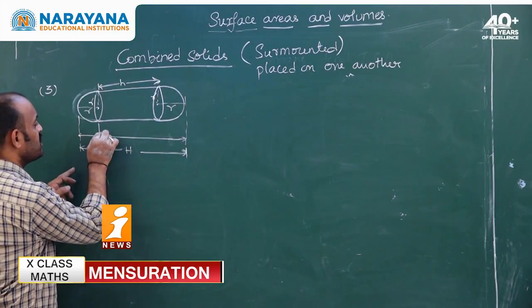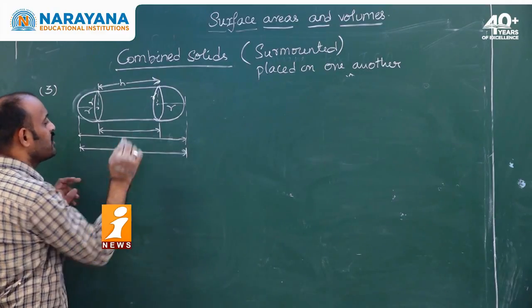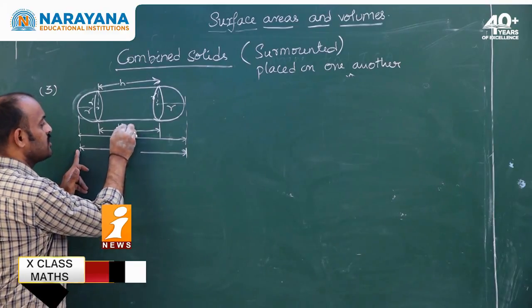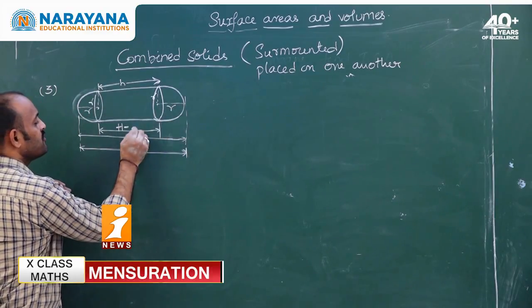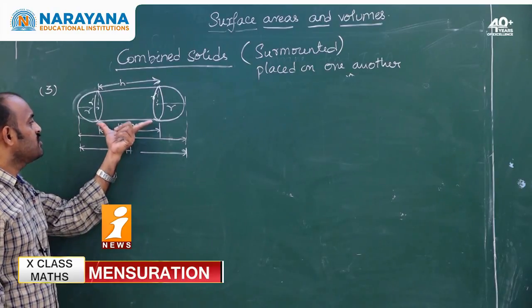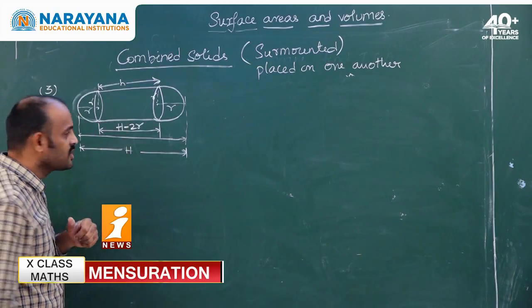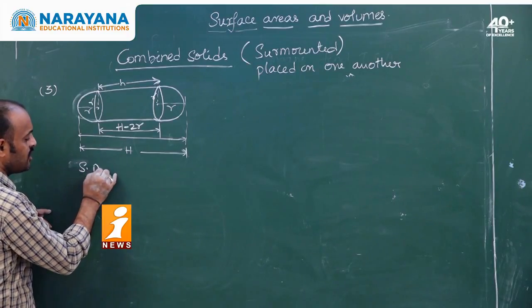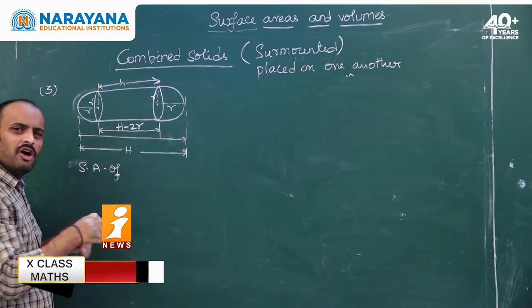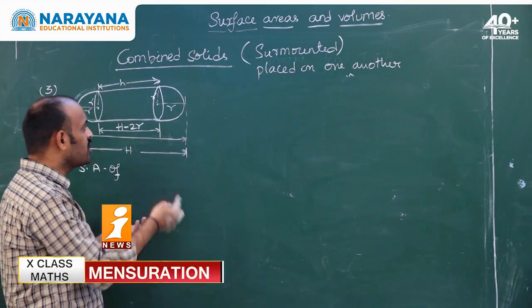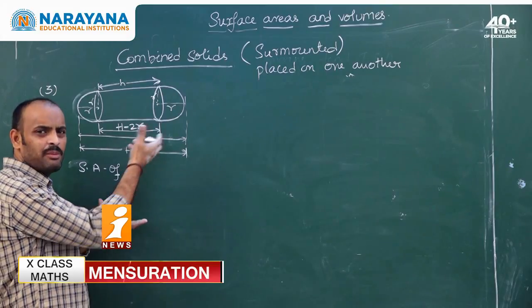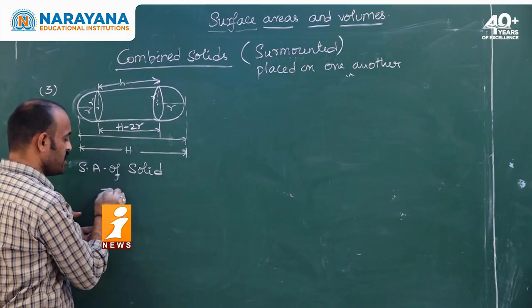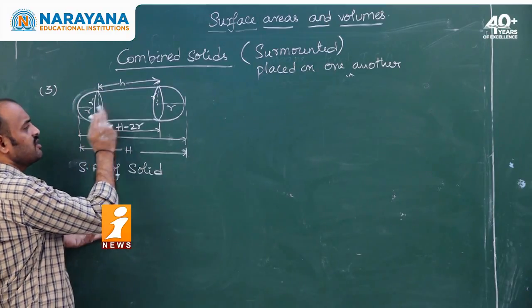If you want to find the height or length of the cylinder, from the total height subtract 2 radii of the hemisphere, then it gives you the height of the cylinder. Clear? Now, the surface area of a medicine capsule, or you can call it a gulab jamun, which is a combined solid.